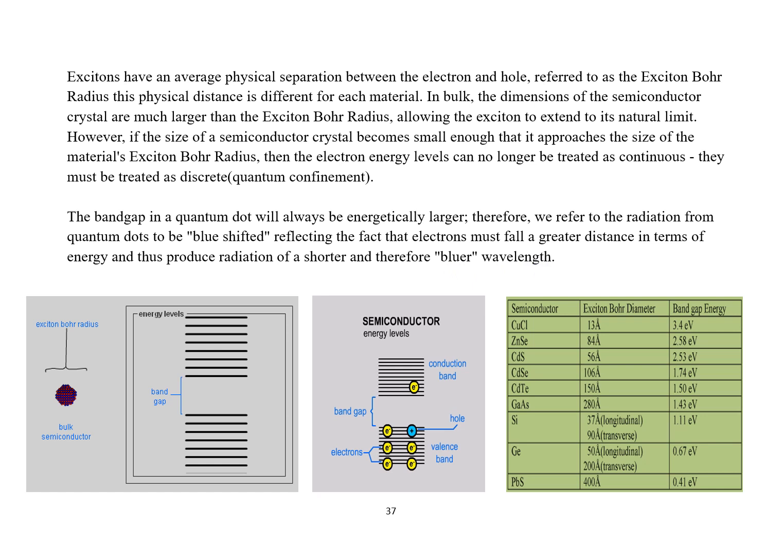Of course, with a smaller quantum dot size, the energy gap is always higher, so it is larger. Electrons must fall a greater distance in terms of energy and thus produce radiation of shorter, and therefore lower, wavelength. When the energy is higher, the wavelength is shorter, so it is blue shifted.